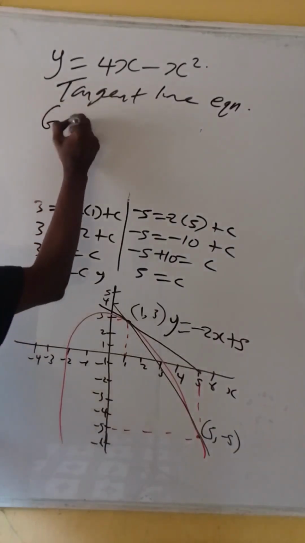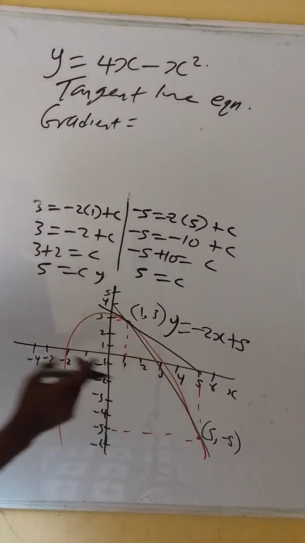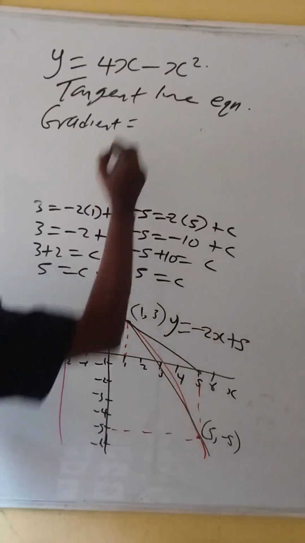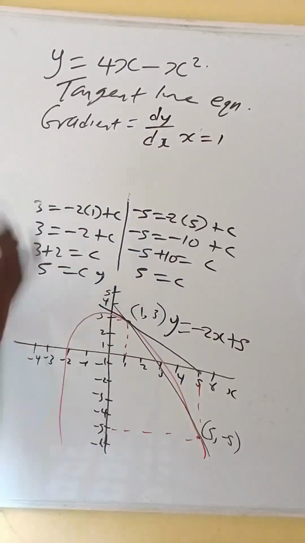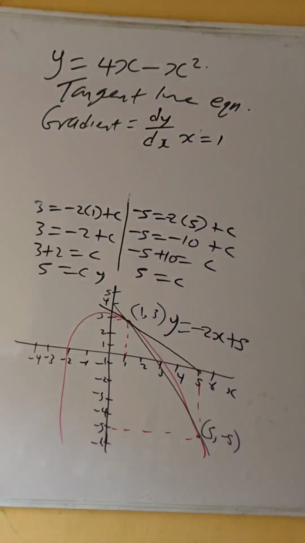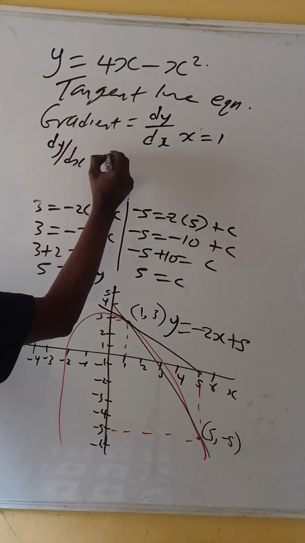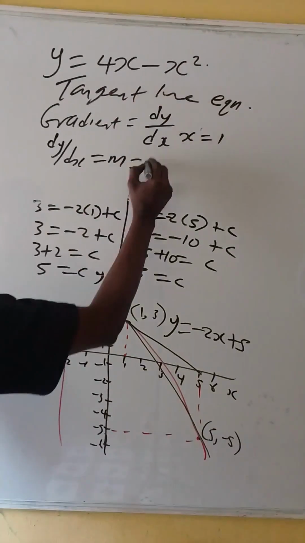So gradient now is the gradient of the curve. How do we find the gradient of the curve? We differentiate, which is dy dx at x equals 1. You differentiate this, that's your y. When you differentiate, dy dx, which is m, what is that? 4x will give us 4.